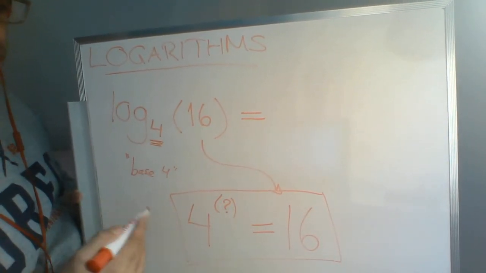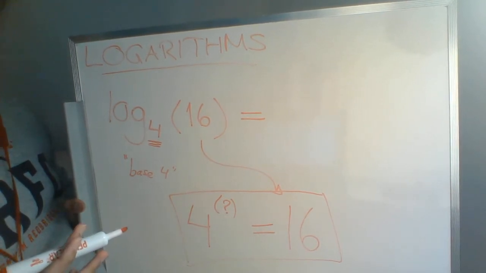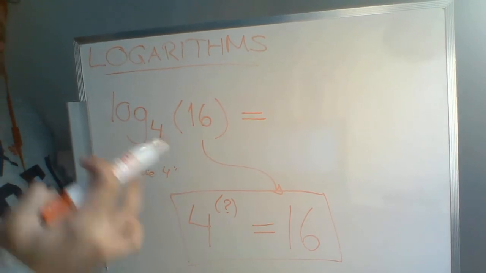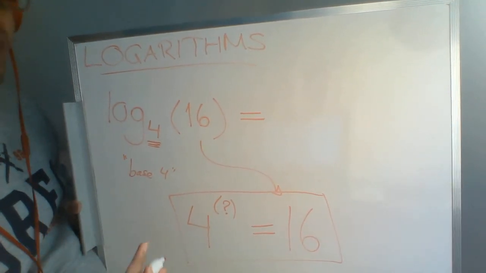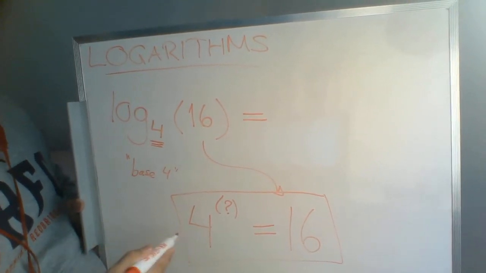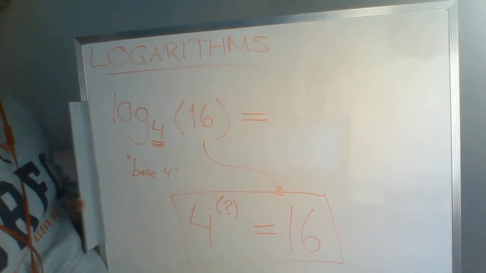4 to what exponent is going to equal 16? Is it going to be 4 squared, 4 cubed, 4 multiplied by itself 5 times, 10 times, 20 times? That's what this question is asking us. How many 4's do we need to multiply together to get to 16?